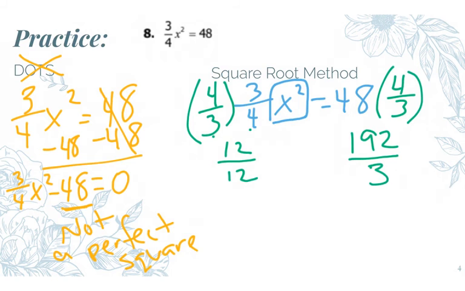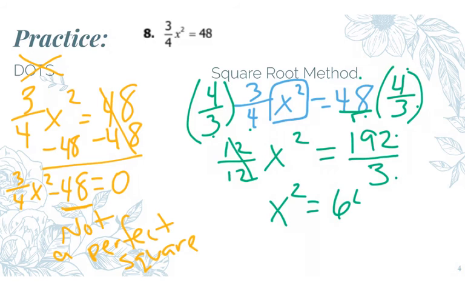over 3. Remember, 48 is really 48 over 1. So 48 times 4 is 192, and 1 times 3 is 3. All right. So I'm almost there. So 12 divided by 12 just turns into 1, right? My invisible 1. So I've got x squared. And 192 divided by 3 gives me 64.